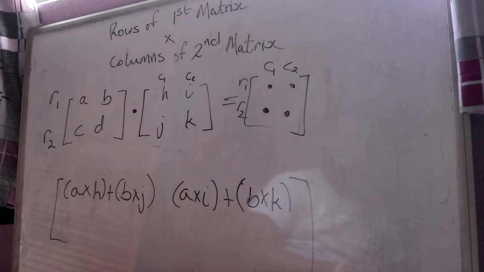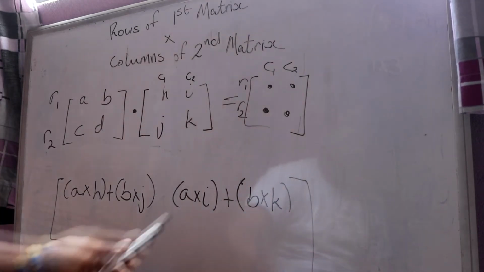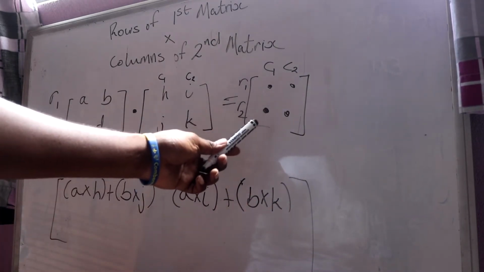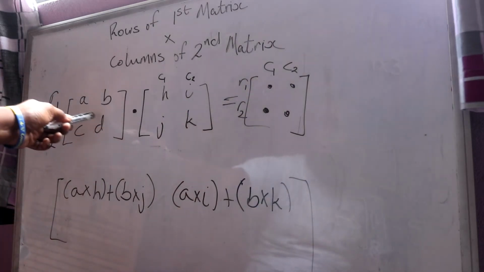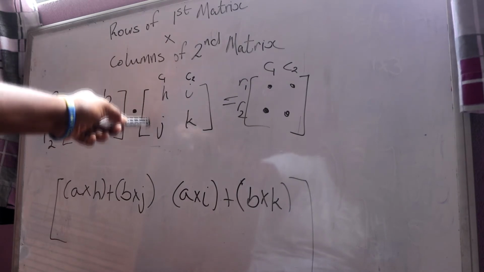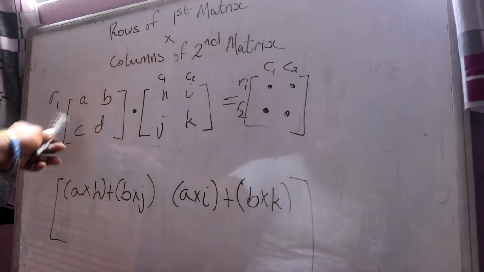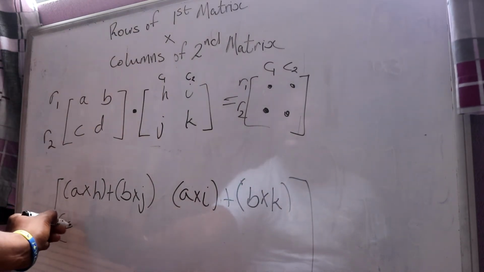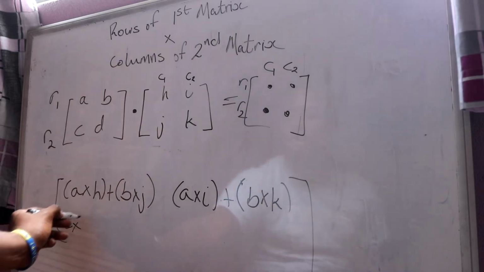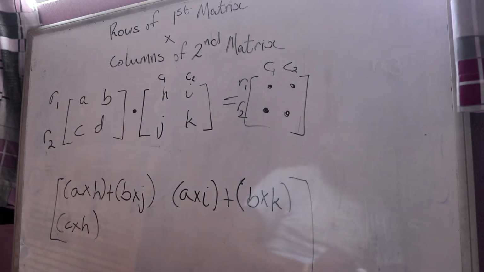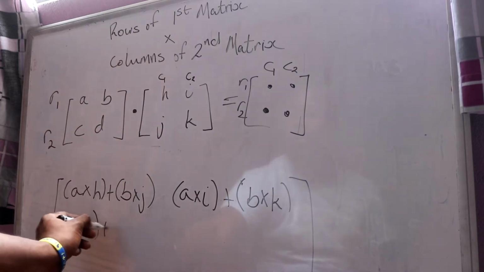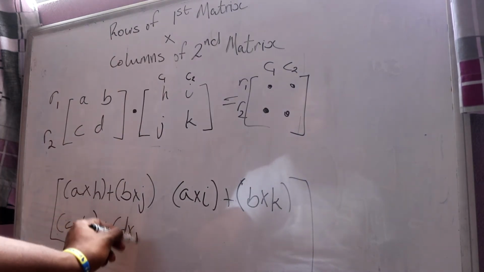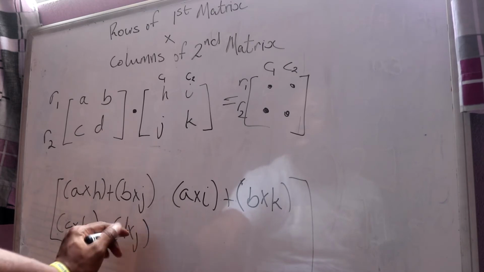Alright, now we're at the bottom here. So this little sucker is in row 2, but he's in column 1. So all of row 2 is multiplying all of column 1. The first person is C. C is multiplying H, and D is multiplying J. That J looks ugly.